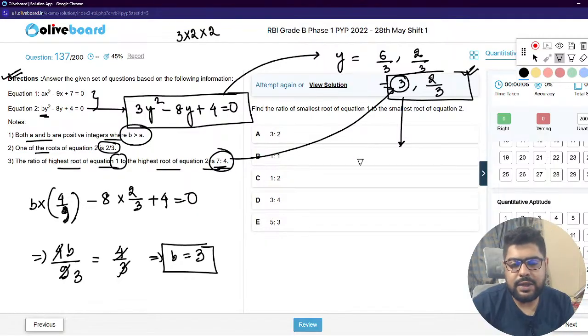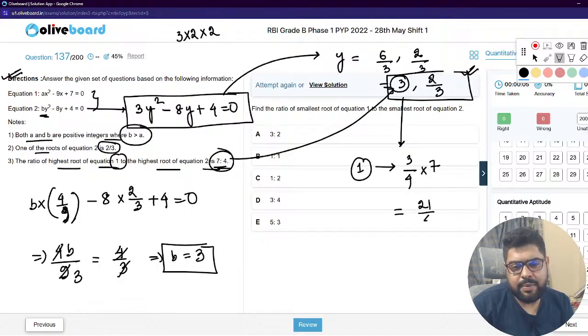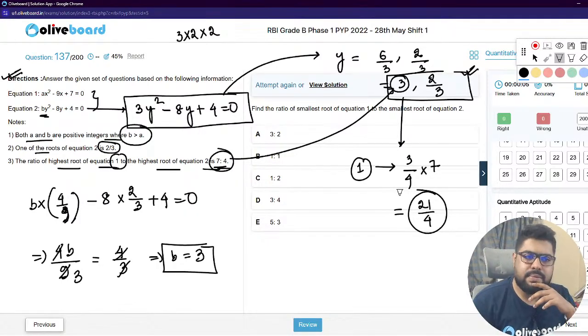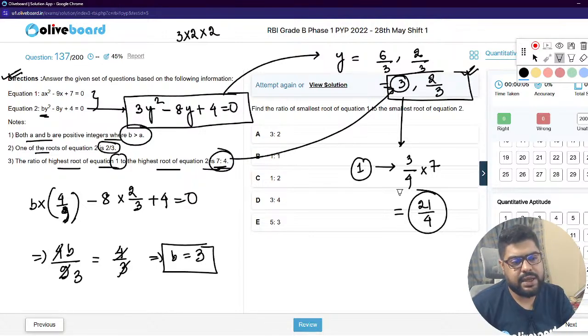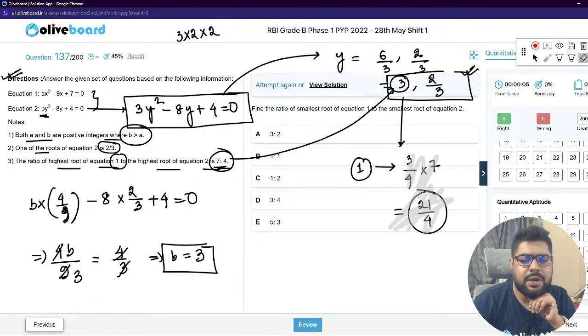So what will be the highest root of equation 1? It will be, one part is 3 by 4 because 4 parts is 3, one part is 3 by 4, 7 parts is 21 by 4. But such a big value should not come, sir. I don't think we should get a value this big. Just a second, let me think once. Am I making some small mistake? Yes, see, I'm crazy, because some multiple should come.